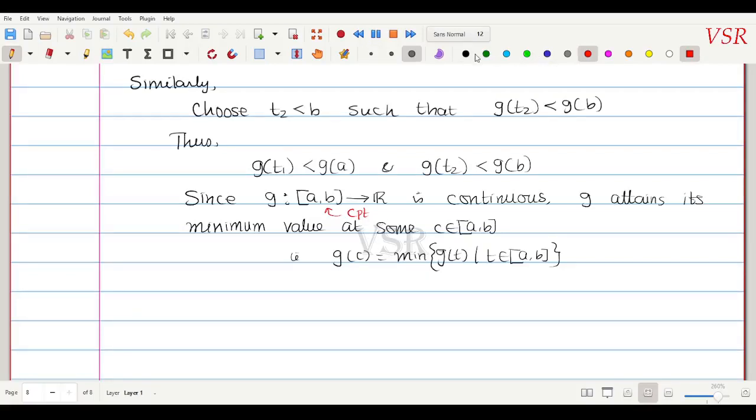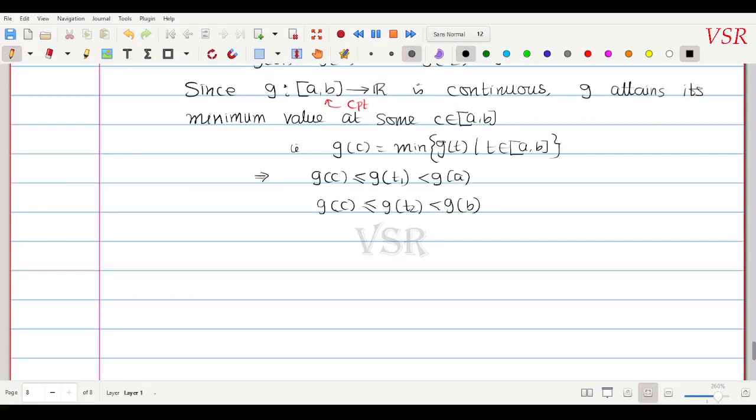Now g of c must be less than or equal to g of t1, because this is the minimum, and g of t1 is strictly less than g of a. Similarly, g of c is less than or equal to g of t2, which is strictly less than g of b. So this must imply that c is not equal to a and c is not equal to b. Is it okay?